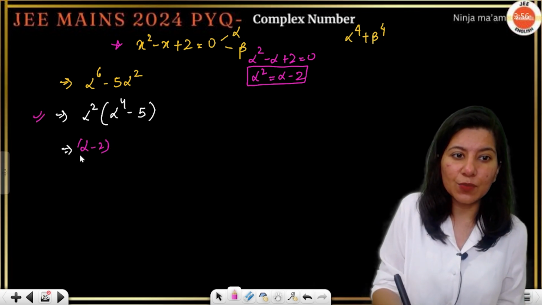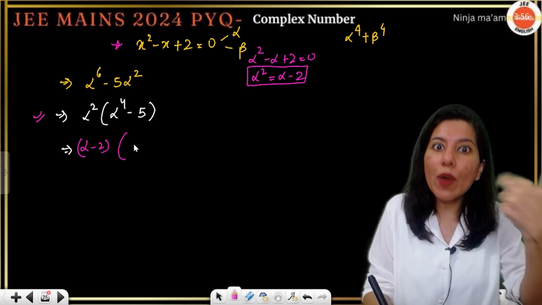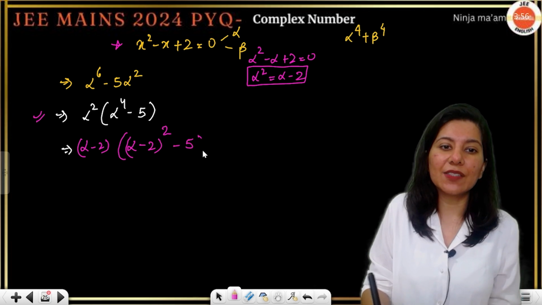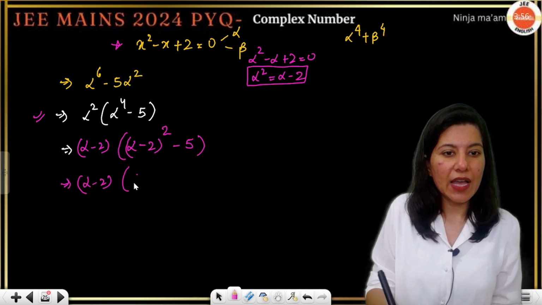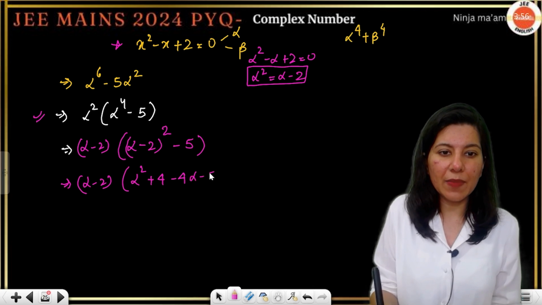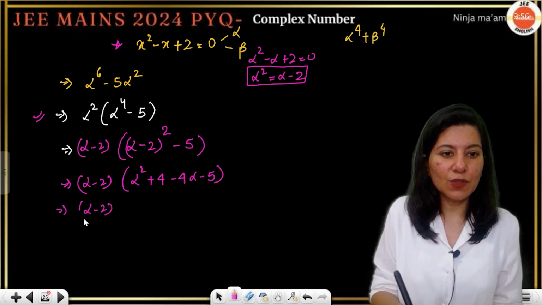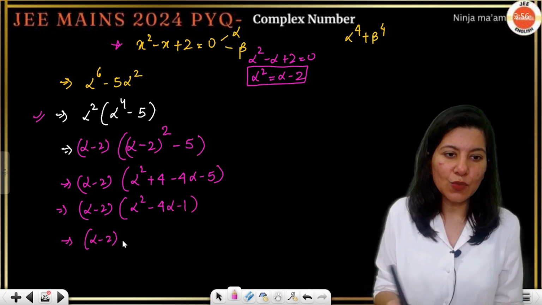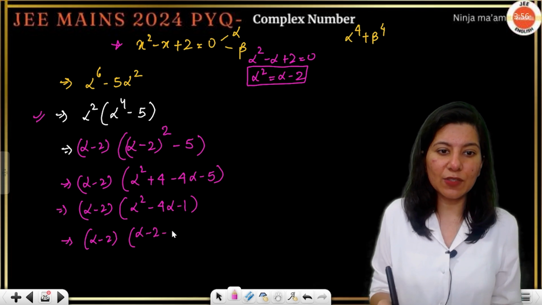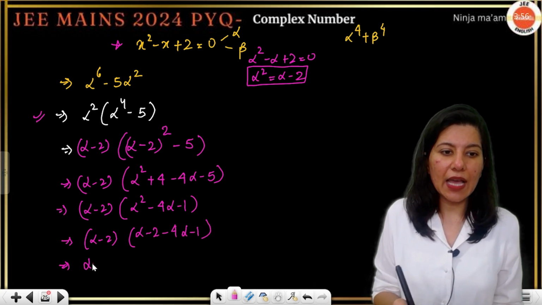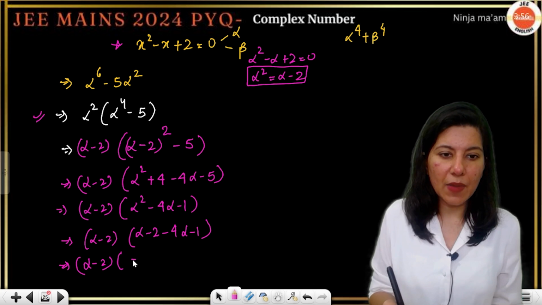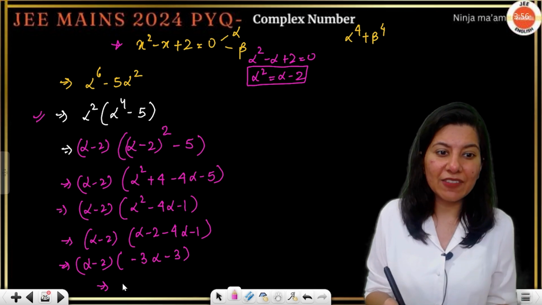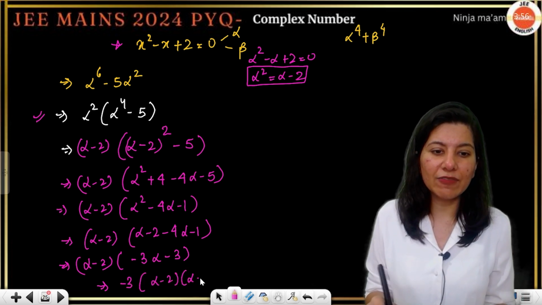Alpha square is alpha minus 2. Alpha power 4 is what? Alpha square whole square. So alpha square is alpha minus 2 and one more square, minus 5, right? This is alpha minus 2, alpha square plus 4 minus 4 alpha minus 5. So this is alpha minus 2 and this is alpha square minus 4 alpha minus 1. Alpha minus 2, this alpha square is again alpha minus 2, minus 4 alpha minus 1. Alpha minus 2 and this is minus 3 alpha minus 3, okay? Finally, 3 we can take common. In fact, minus 3 if I take common, this is alpha minus 2, alpha plus 1.